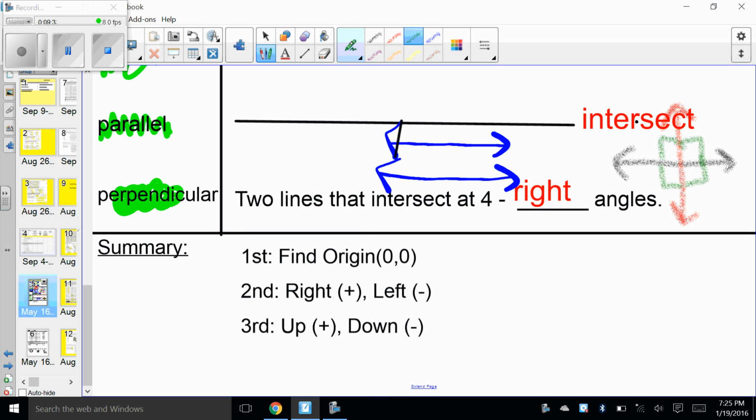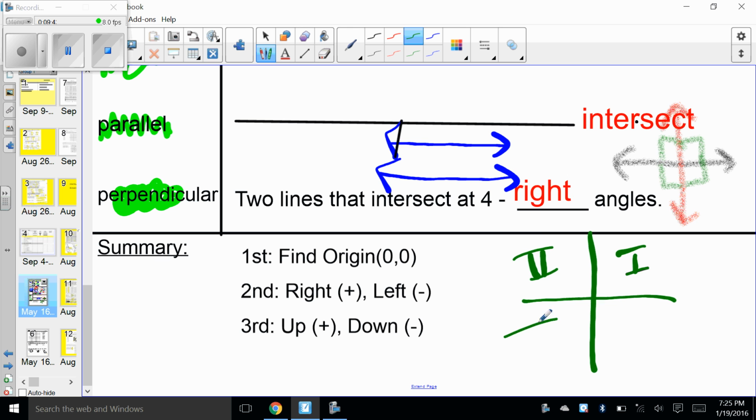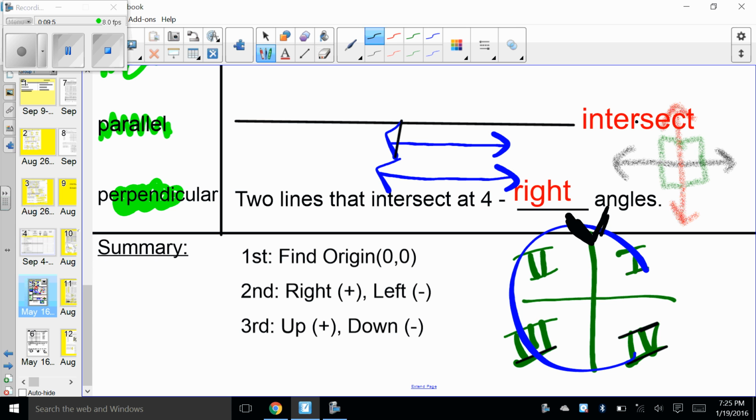So for our summary today, we talked about graphing coordinates. We talked about quadrants. Let's first talk about quadrants as a review. Quadrant 1, quadrant 2, quadrant 3, quadrant 4. Those are the 4 quadrants. They make the capital letter C. We also talked about the y-axis, and we talked about the x-axis, the y-axis and the x-axis.